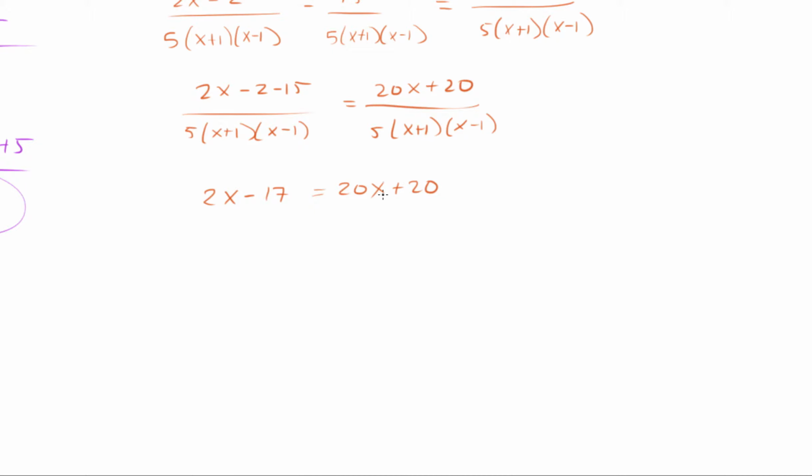We solve for x, so I'm going to subtract the 2x on the right and subtract the 20 on the left. Negative 17 minus 20, 20x minus 2x. Negative 17 minus 20 is negative 37. 20x minus 2x is 18x. So now we divide by 18. So x equals negative 37 over 18. And that will be your solution.